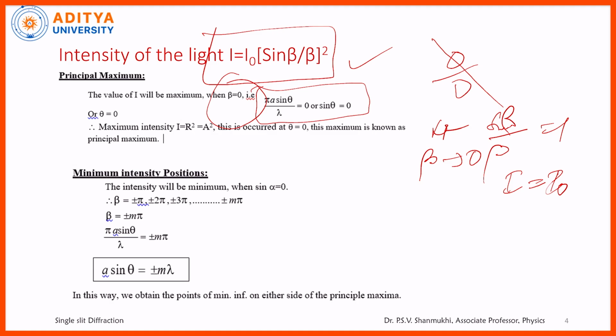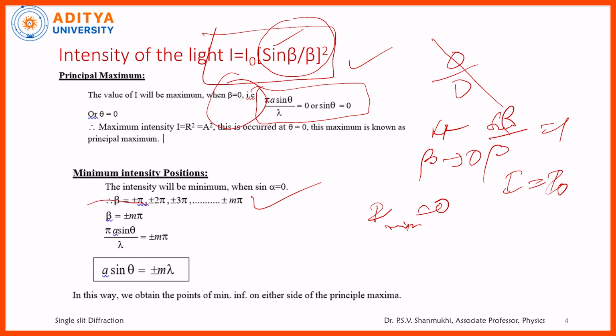What is meant by minimum intensity? I minimum is equal to 0. I minimum 0 means sin square beta by beta square must be equal to 0, or sin beta by beta must be 0, so the numerator sin beta should be equal to 0. If sin beta is equal to 0, what is beta? Beta is equal to 0, and not only 0: beta is equal to pi, 2 pi, 3 pi, or minus pi, minus 2 pi, minus 3 pi. For all these values, sin beta is 0.